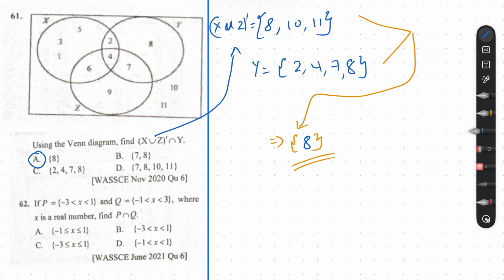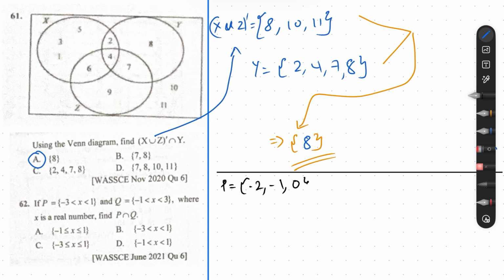It says if P is equal to this, and then if Q is equal to this, find P intersection Q. So let's write these numbers down, okay? And then you find the intersection. So P is equal to the set from -3 to +1, and they are all non-inclusive, okay, because of the sign. So we have -2, -1, 0. That is P.